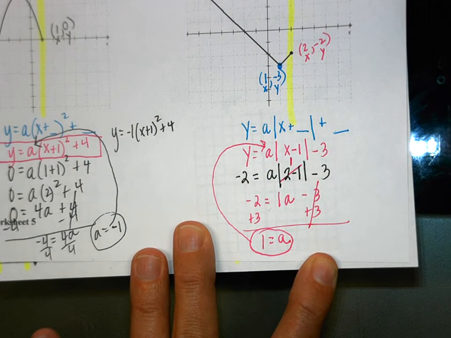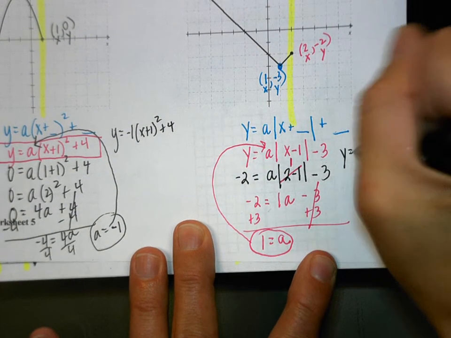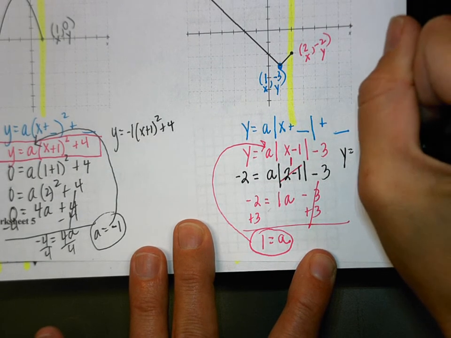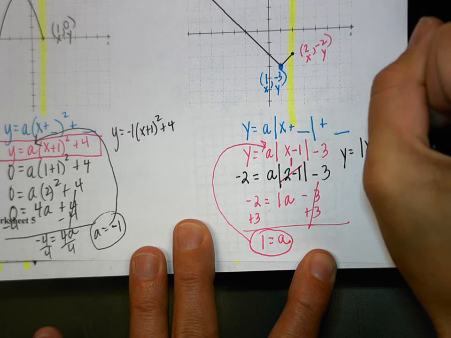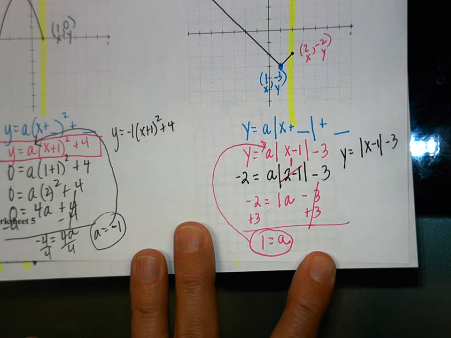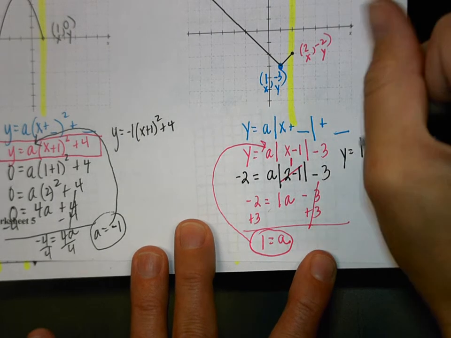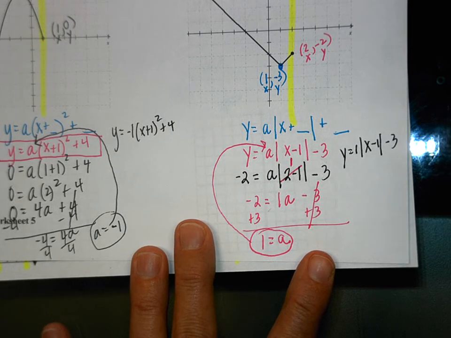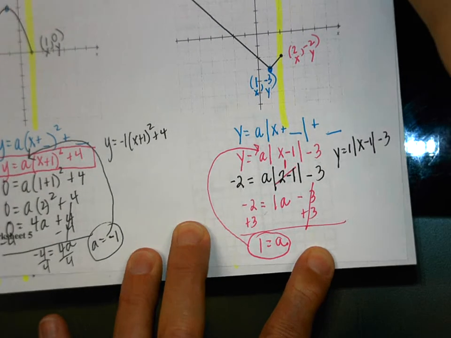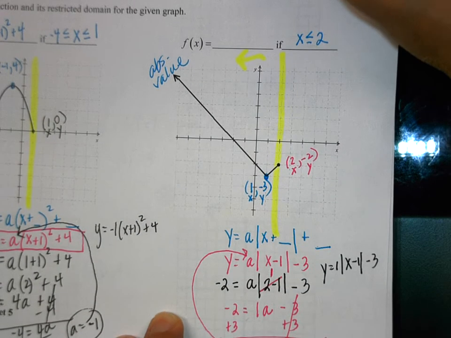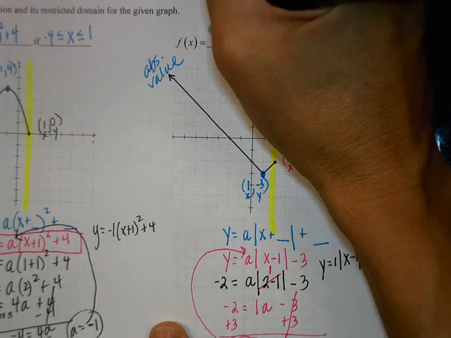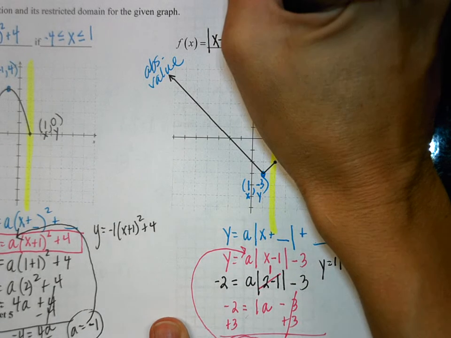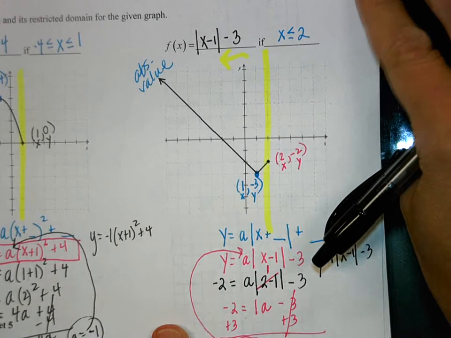Y equals, you can write the 1 if you want to, or you don't have to write the 1, absolute value x minus 1 minus 3. If you want to put the 1 in front here, you can. You just don't have to have it. Okay? And then same thing, we just have to write that back up on this line. So f of x equals the absolute value of x minus 1 minus 3. Do we have any questions?